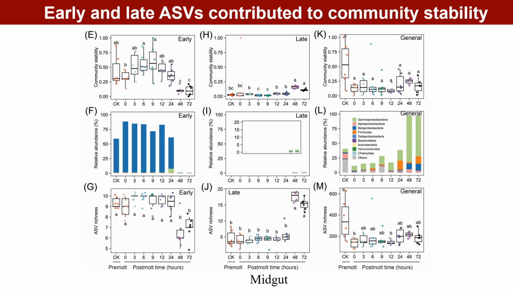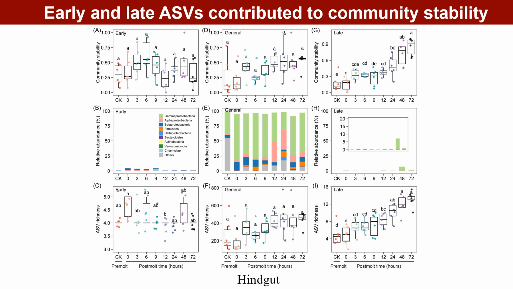In the midgut, early ASVs had higher stability, relative abundance, and richness at the early stage, while late ASVs exhibited similar trends at the late stage. The rest of the general ASVs showed no significant change in community stability and ASV richness, although their total relative abundances were greater at the late stage than at the early stage. In contrast, only late ASVs in the hindgut showed consistent improvements in stability and richness throughout post-molt. These results suggest the important role of rare species in improving the community stability.